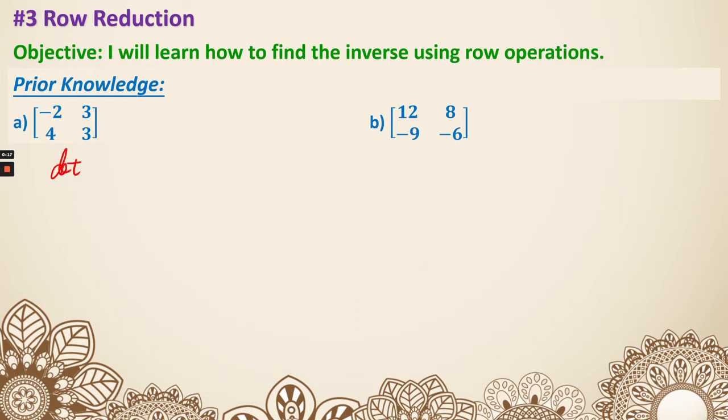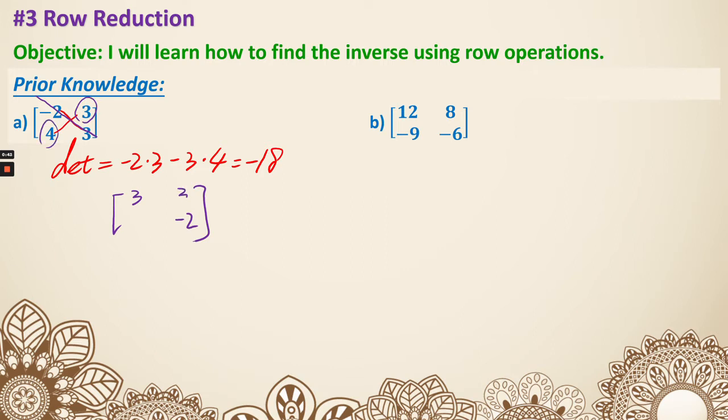So the determinant of this is going to be the one diagonal subtracting the other diagonal. So that is going to be negative 2 times 3 minus 3 times 4, which is negative 18. That's the first step. Second step, I'm going to need to make a new matrix. The new matrix is generated by first swapping one diagonal, so 3 here and negative 2 there, then changing the other diagonal into opposite numbers. So negative 3 here and negative 4 here.